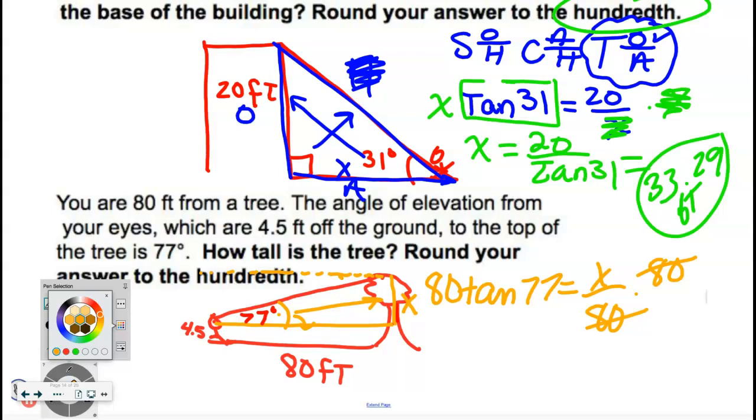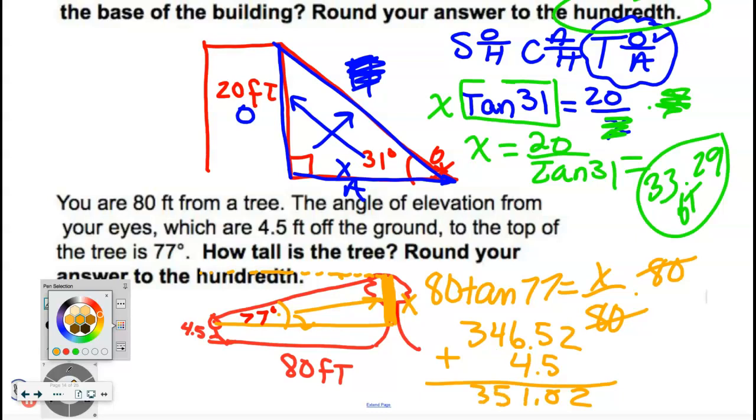Lauren, could you do a little 80, tan, 77 for me? 346 point what? 52. That's this distance right here. So then we're going to need to add on the 4.5 feet because it was from eye level. So what is that? 351.02 feet.